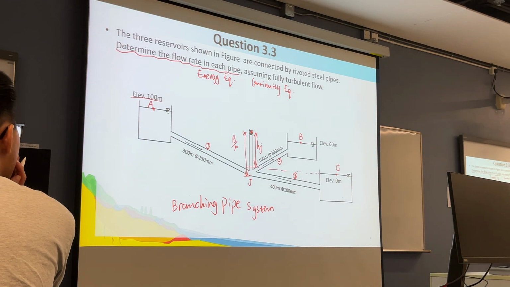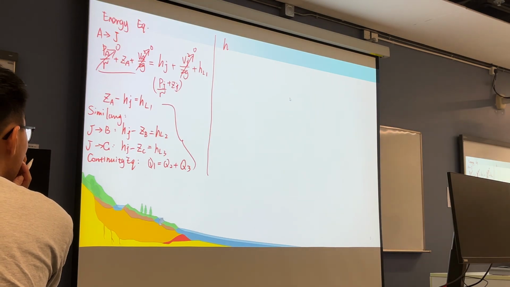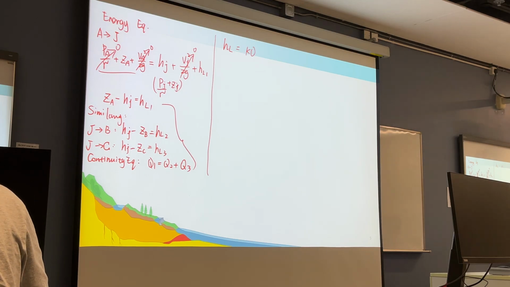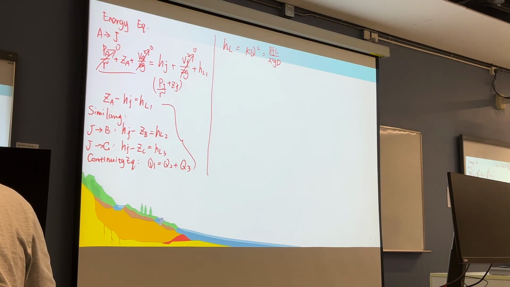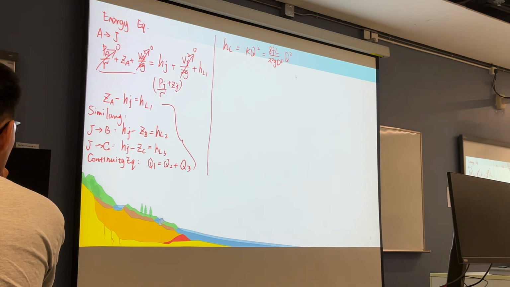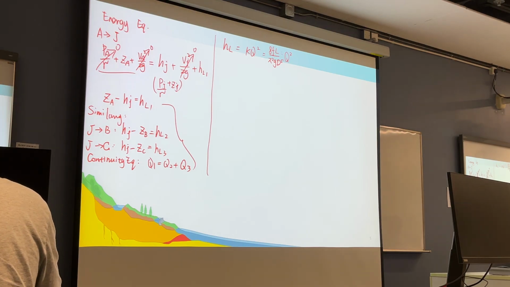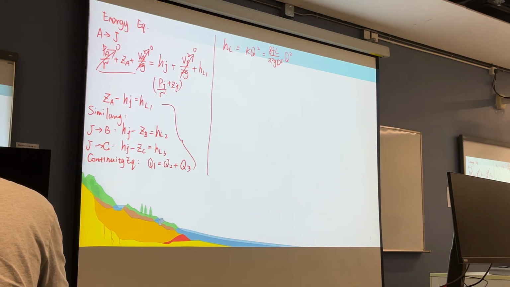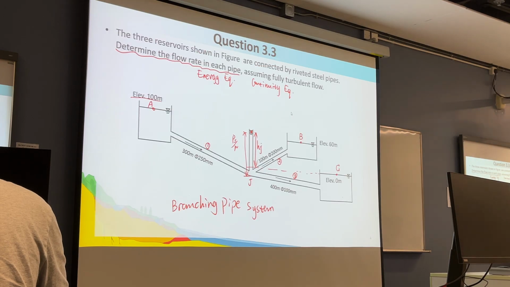So we may directly work out the discharge. We can use the head loss calculation in KQ squared format. Using the Darcy-Weisbach equation, it is 8fL over pi squared g D to the fifth, times Q squared. The given information of the pipe includes the length and the diameter, so the friction factor we need to determine.